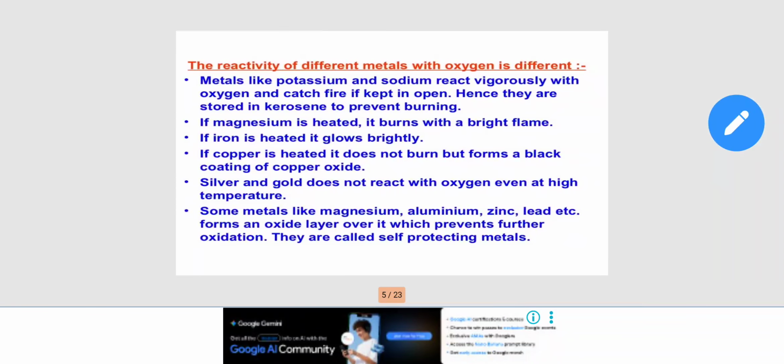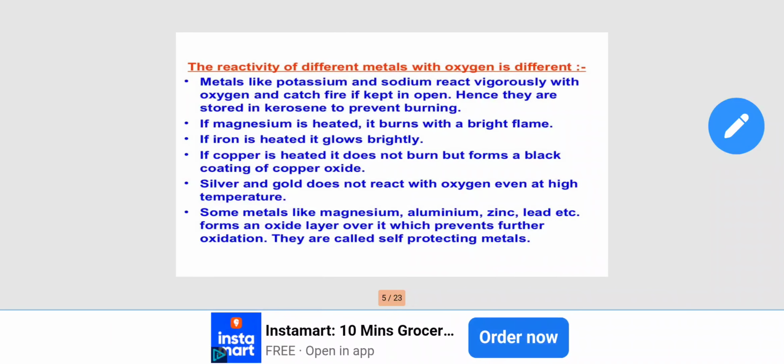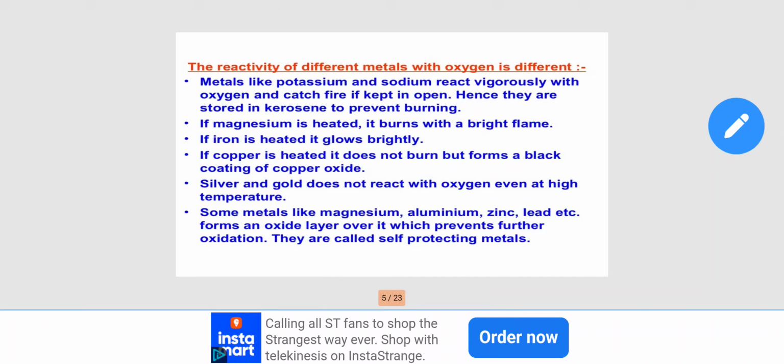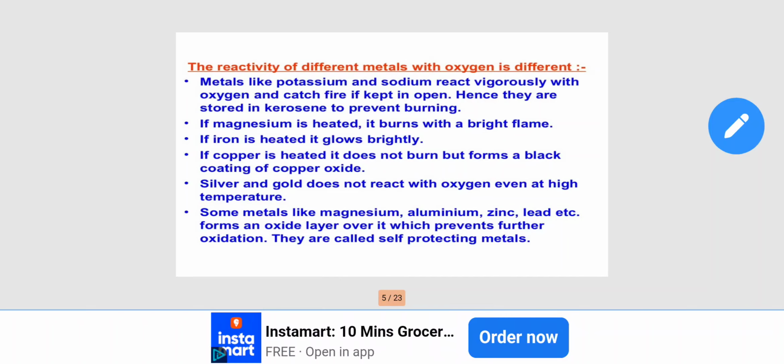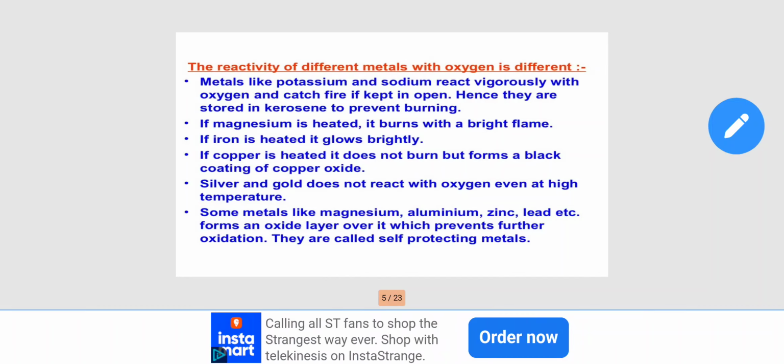Next, chemical properties of metals. Okay, the reactivity of different metals with oxygen is different. Metals like potassium and sodium react vigorously with oxygen and catch fire if kept in the open. Hence, they are stored in kerosene to prevent burning.